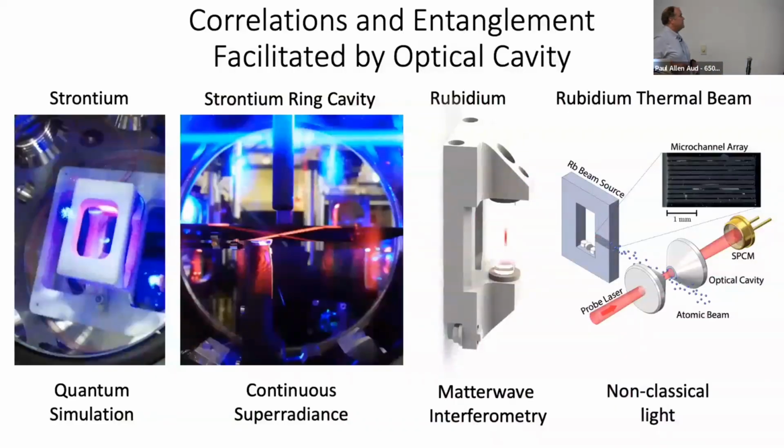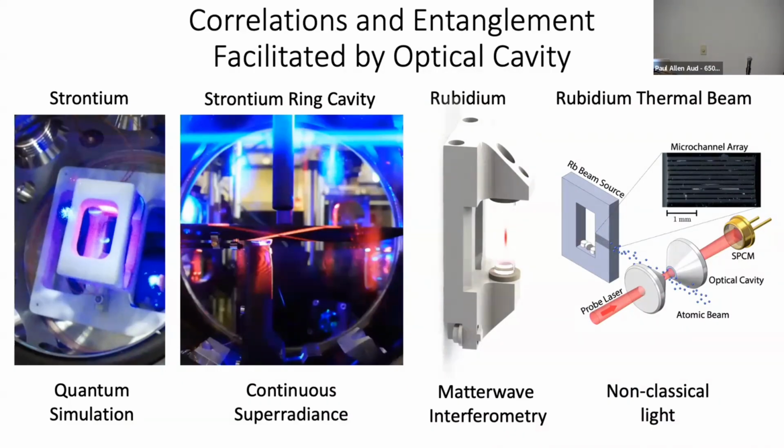If you come visit the lab, you'll see that we currently have 4 different cavity QED systems going. One, a standing wave cavity with strontium, a ring cavity with strontium, a standing wave cavity with rubidium that we often make look like a ring cavity using a trick. And one that I haven't talked a lot about at conferences is a rubidium thermal beam source, and I'm going to tell you a little bit about that as well.